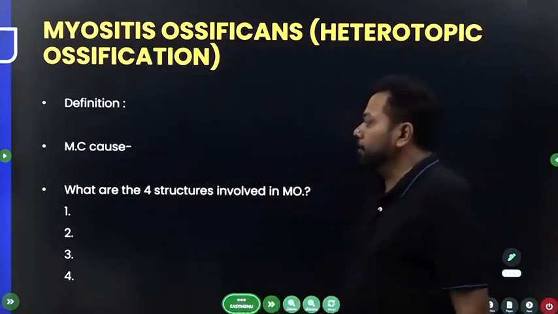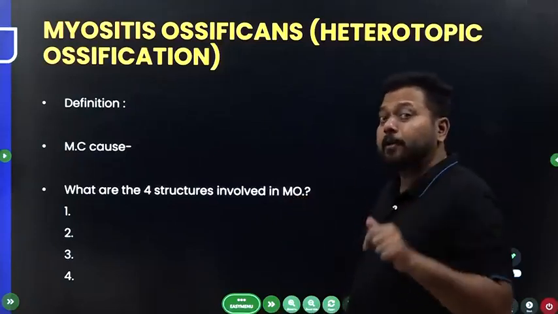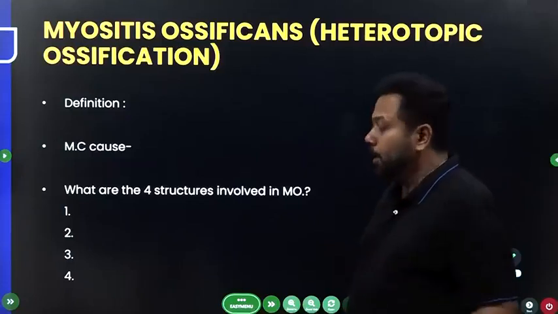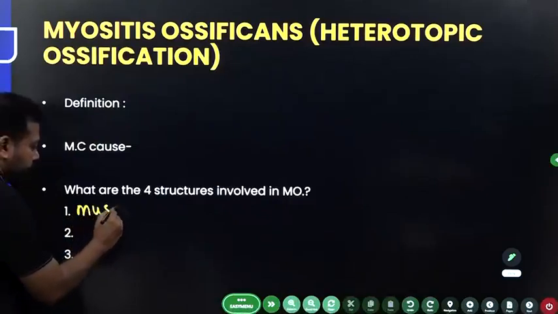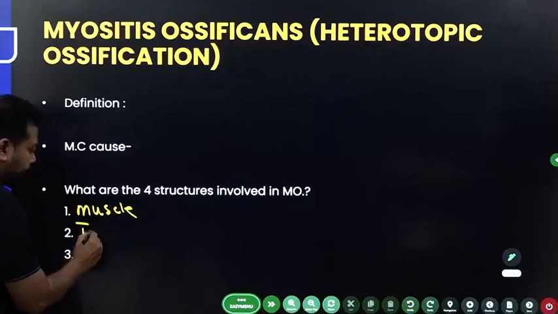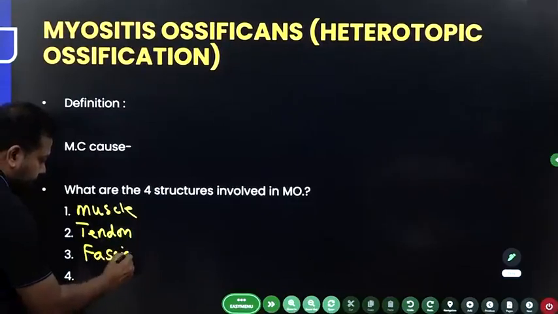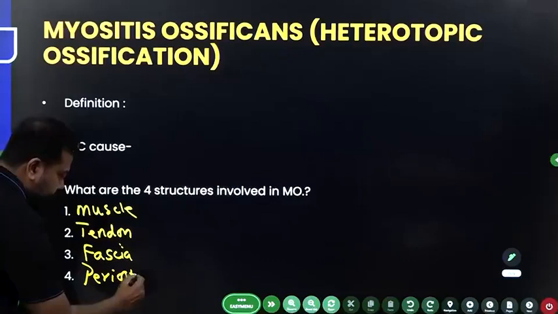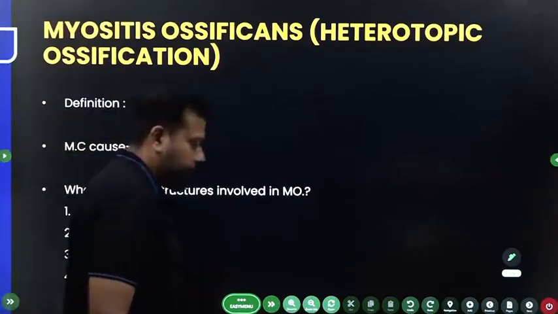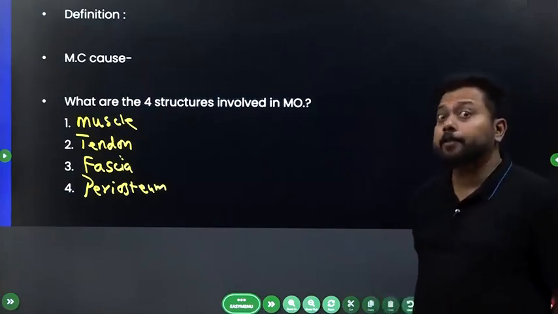As the name implies, what are the four structures that are involved in myositis ossificans? In which unwanted site is ossification happening? Number one, it's happening in muscle, the word myo, muscle. Second site, tendon. Third site, fascia. Fourth, periosteum. So, myositis ossificans means ossification happening in muscle, tendon, fascia, periosteum.